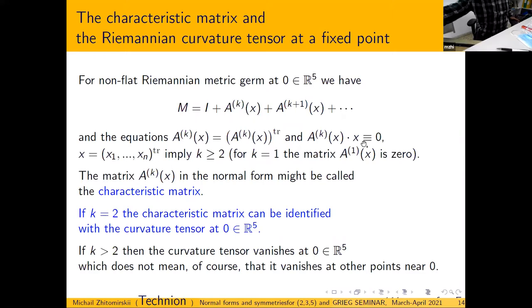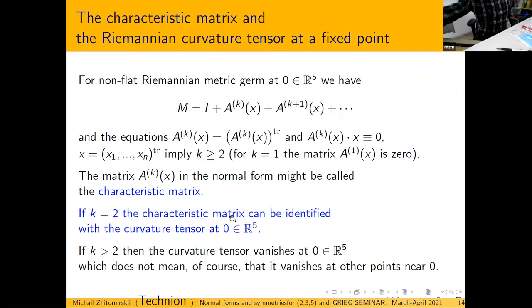And we have these two conditions, and they imply that this k is at least two. If k is equal to one, then these two conditions imply that it is the zero matrix. So I can say that this starting A_k(x) is a characteristic matrix. And the minimal possible k is equal to two. Then if k is equal to two, it can be identified with the curvature tensor at the origin.